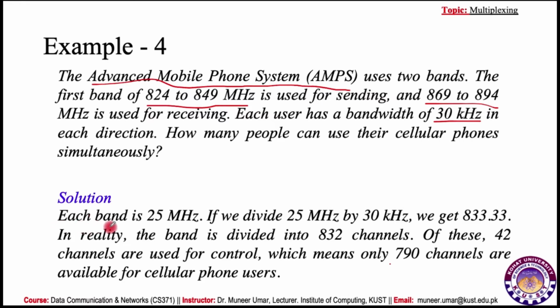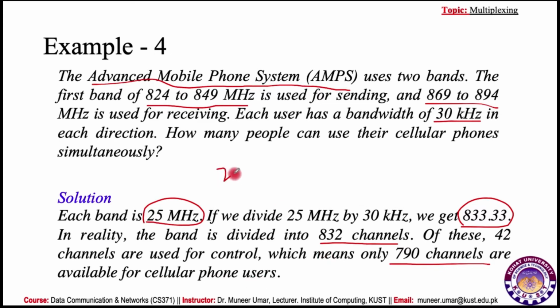Now, solution. Each band is of 25 megahertz. If we divide this 25 megahertz by 30 kilohertz, we get 833.33. In reality, the band is divided into 832 channels. Of these, 42 channels are used for control, which means only 790 channels are available for cellular phone users.